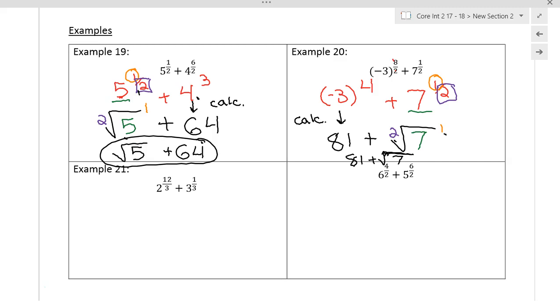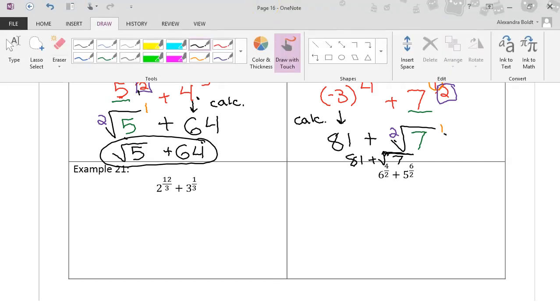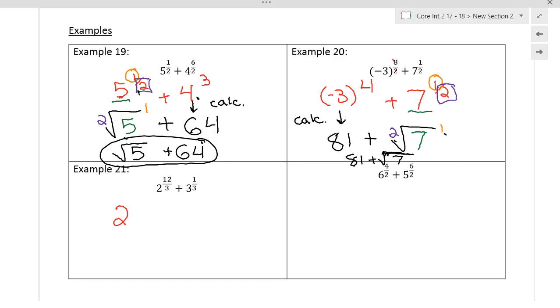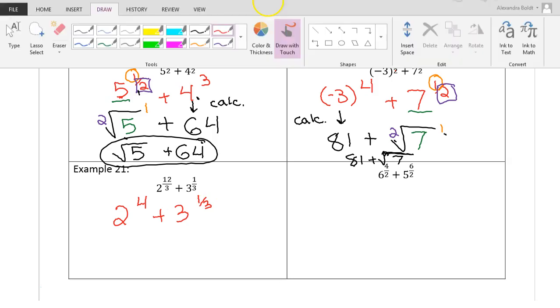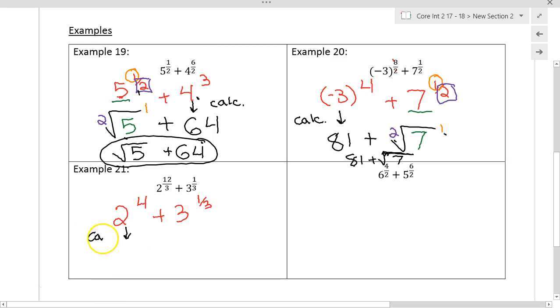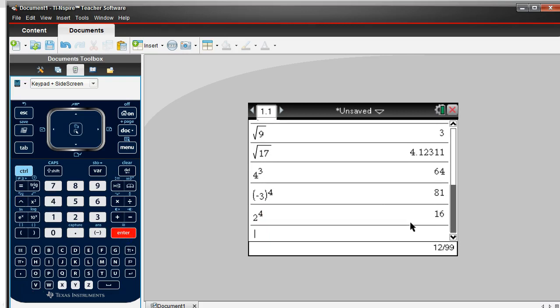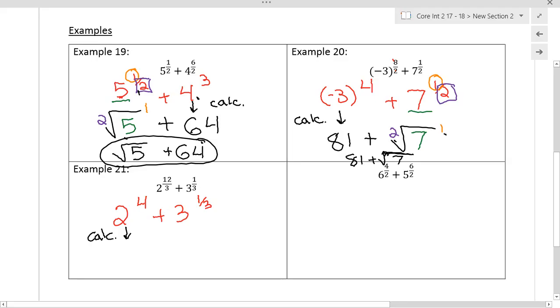Looking at example 21, I have 2 to the 12 over 3. Remember, can I divide 12 by 3? Yes, 12 divided by 3 is 4. Can I divide 1 by 3? No, so I'll keep it as a fraction. If I have a regular number exponent, that just goes in your calculator. So I'm going to do 2 to the 4th, which is 16.